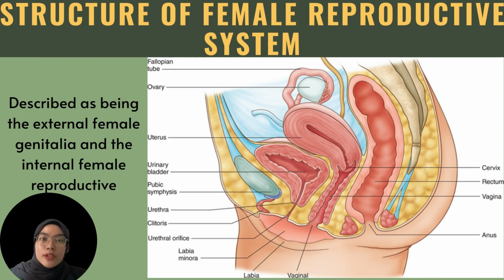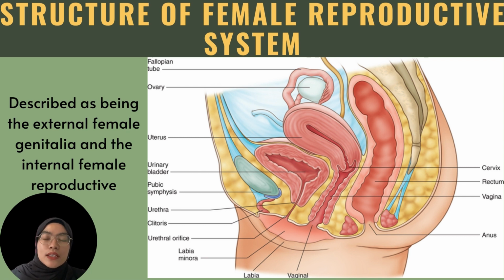I'm going to explain to you the structure of the female reproductive system. It is described as being the external female genitalia and the internal female reproductive organs. This is the structure of the female reproductive system. It consists of the fallopian tube, ovary, uterus, urinary bladder, pubic symphysis, urethra, clitoris, urethral orifices, labia minora, labia majora, vagina, anus, rectum, and cervix.